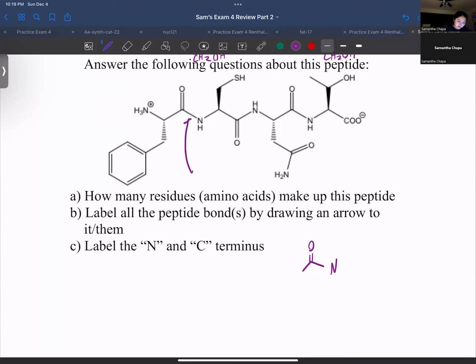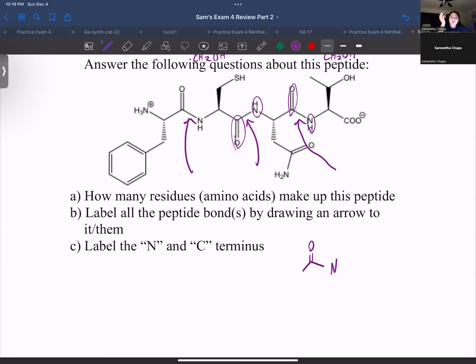So I'm going to label this right here because I have a carbonyl right here and a nitrogen. So I point at the bond. Carbonyl right here and a nitrogen, so I point at the bond. Carbonyl right here and a nitrogen, point at the bond. So we got B. Label all the peptide bonds by drawing an arrow to them. So we have 3 peptide bonds.